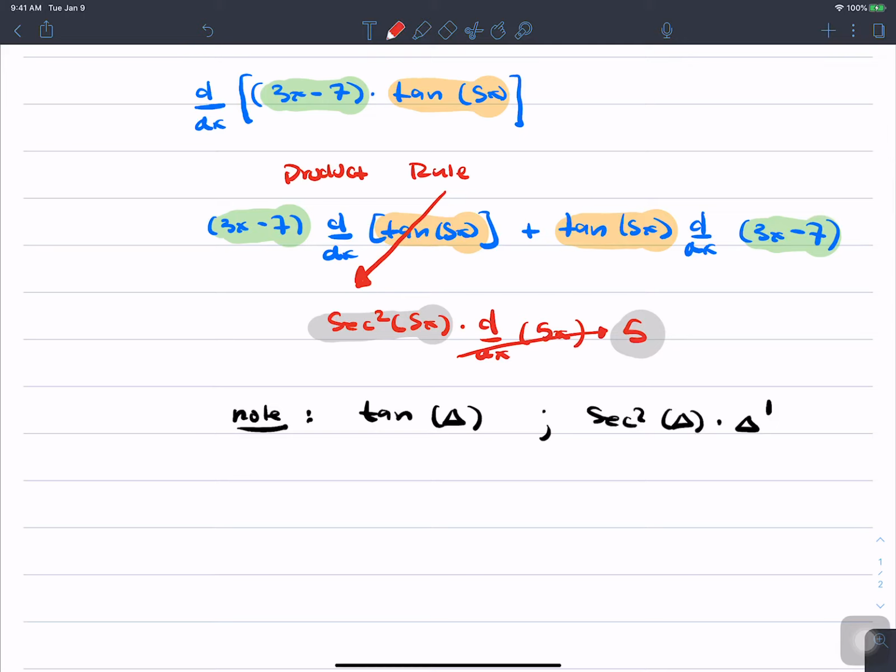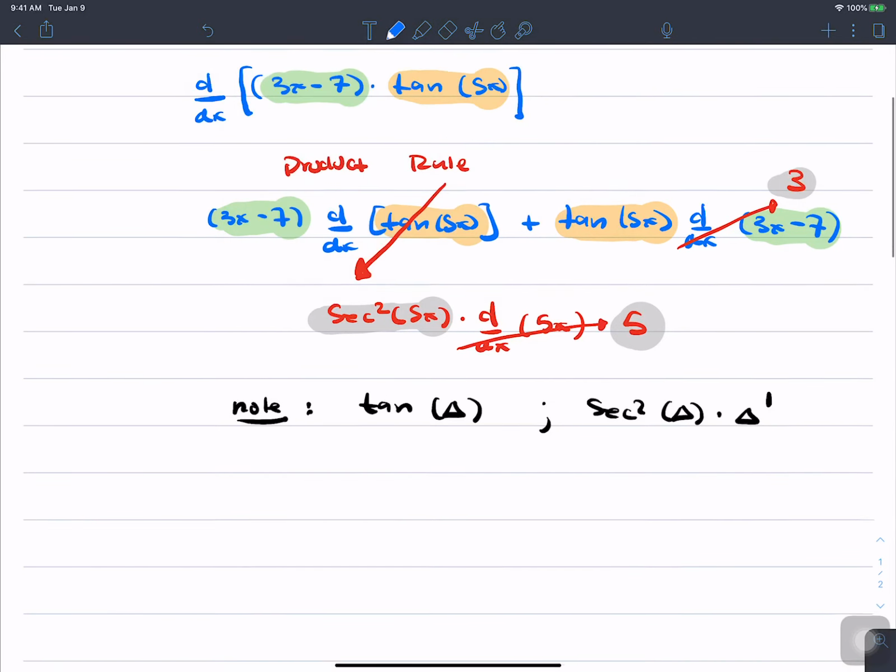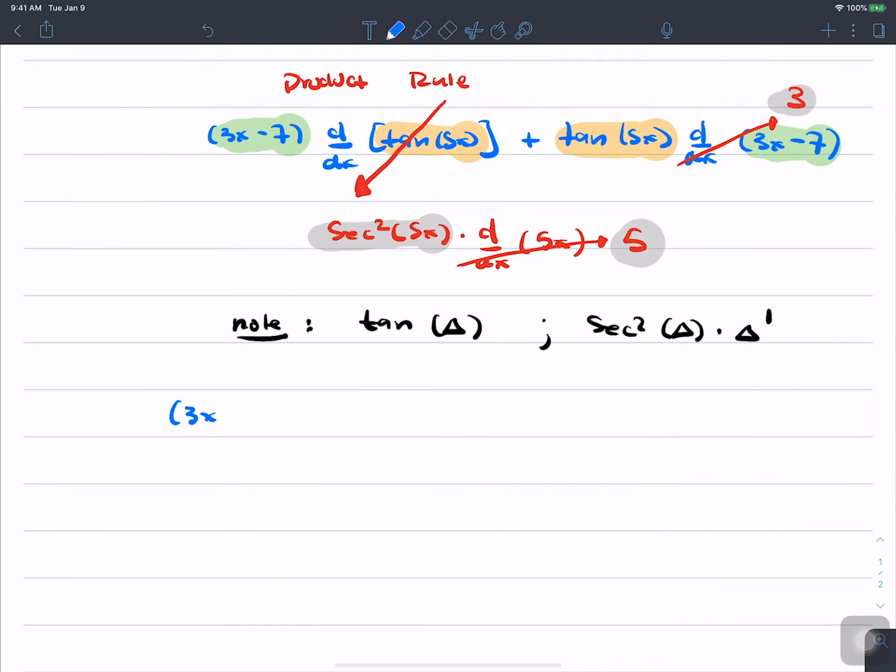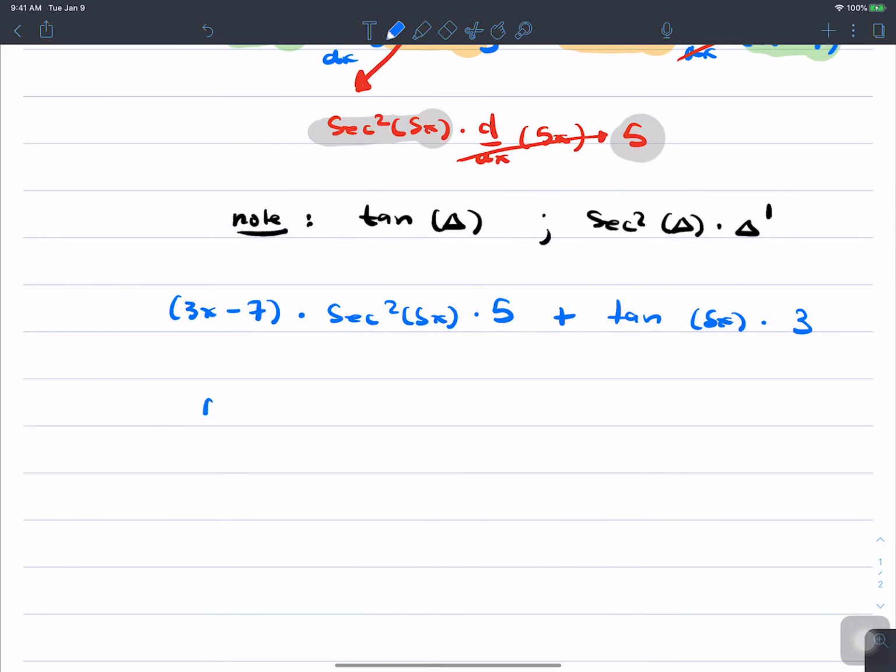And so now we have the derivative of 3x, which will just be 3. So, okay, we're going to have to put all of this together. So we have, if we're careful here, 3x minus 7 times secant squared of 5x times 5 plus tangent 5x times 3.